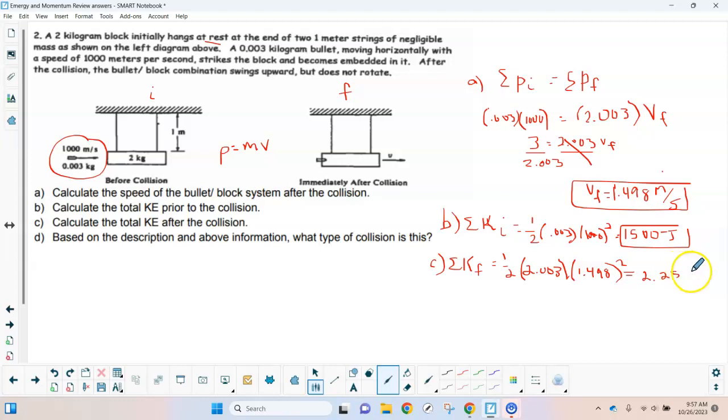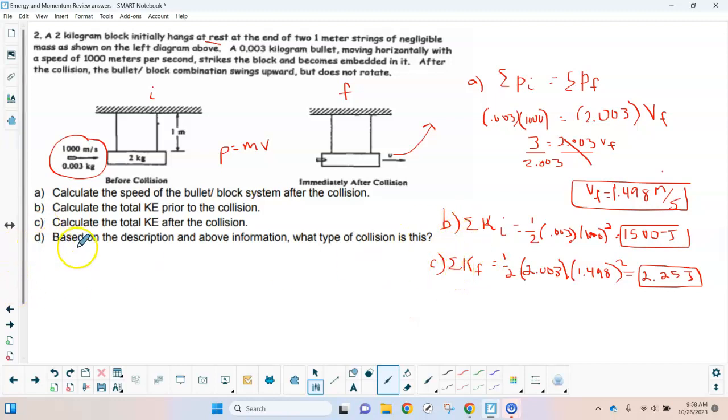2.25. So a lot of the energy that it started out with in that collision went into deforming the block, a lot of heat, a lot of sound in terms of kinetic. Also, if it was on ropes like it is in this picture, it would swing upward, so that kinetic energy is also going to transfer into potential energy. So anyway, that's the energy transfer.